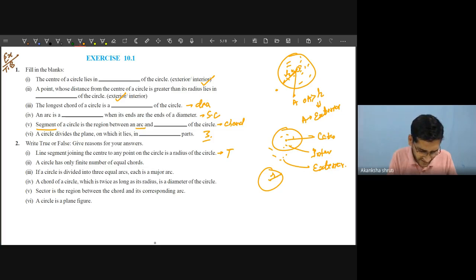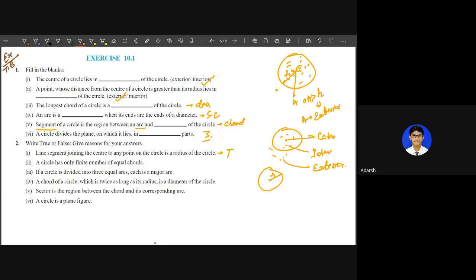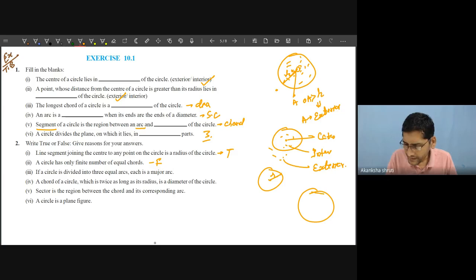Coming to the next. A circle has only a finite number of equal chords. Is it true? False. Because I had explained to you, even if this is one length, you can take the same length from here to here. So any number of chords can be drawn, and they may even have the same length.